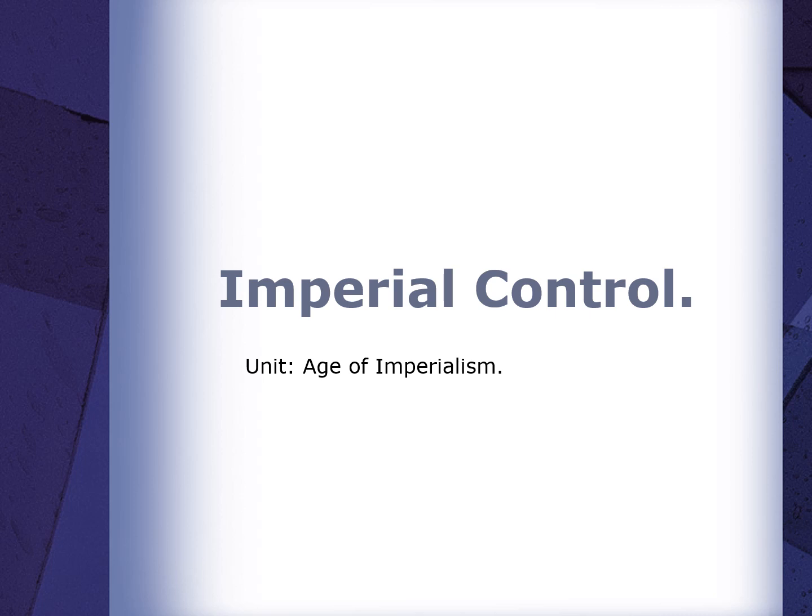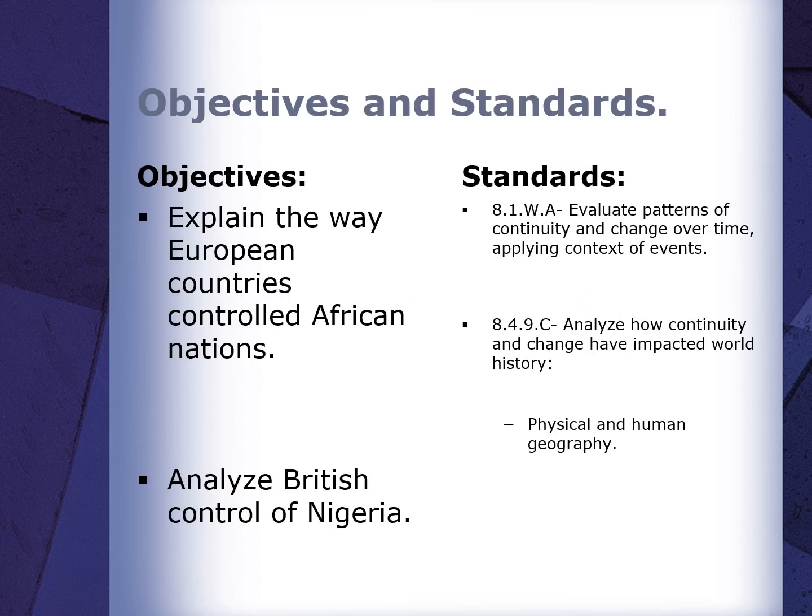All right, hello everybody. Welcome to our next lesson here, Imperial Control, and this is for our unit Age of Imperialism. So here's our objectives and standards: to explain the way European countries controlled African nations, and we're going to look at a specific case of how the British controlled Nigeria, and take a look at the standards too.